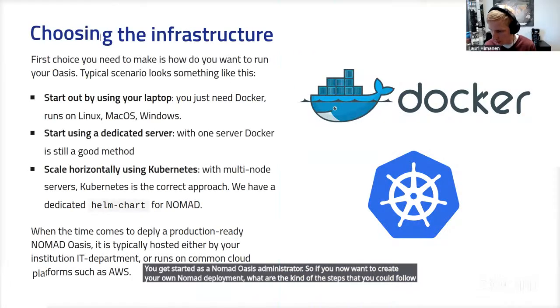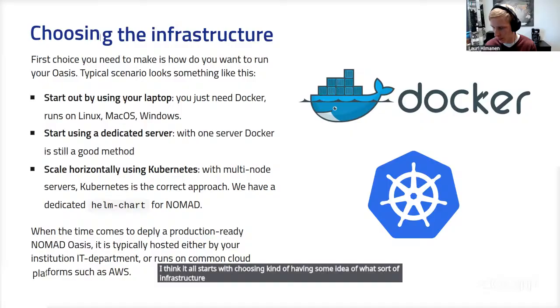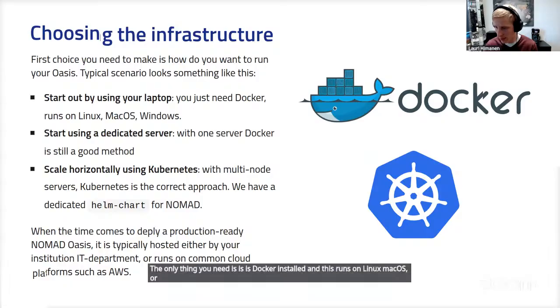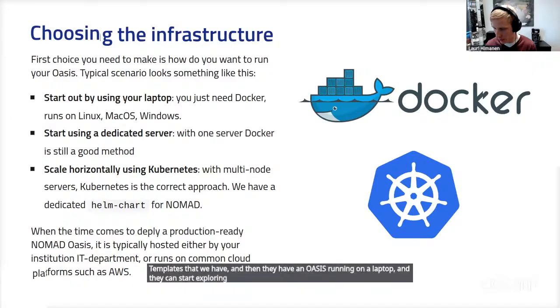I think it all starts with having some idea of what sort of infrastructure you are going to run this on. So I think typically there's a progression where you start out with just your laptop. Basically, the only thing you need is Docker installed, and this runs on Linux, Mac OS, or Windows. So this is typically what people start out with. They have Docker running, and then they boot up one of our templates that we have, and then they have an Oasis running on a laptop, and they can start exploring, adding new plugins, testing out things.